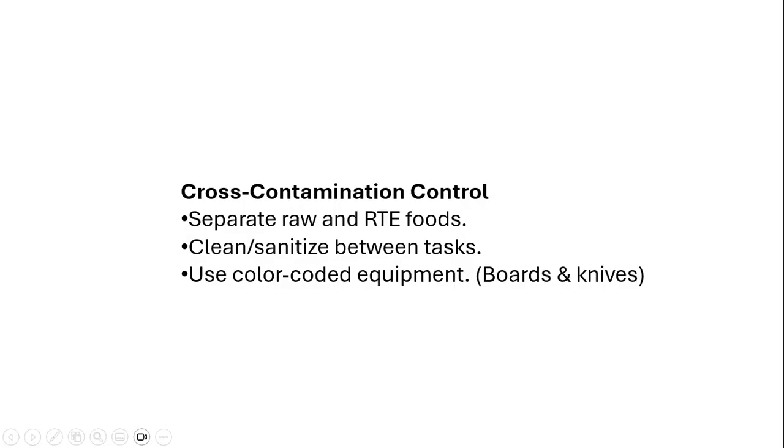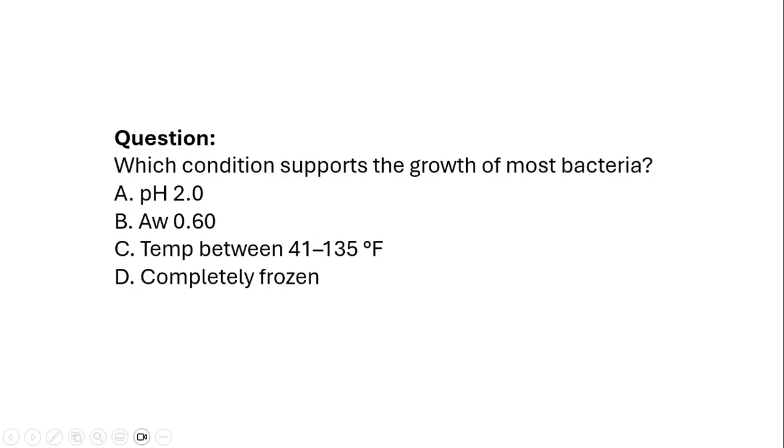So cross-contamination control is key. Separating raw and ready-to-eat foods, cleaning and sanitizing between tasks that we do, and then having color-coded equipment like our cutting boards, knives, so that way we can tell what it was last used for. So hopefully we're always washing, rinsing, sanitizing properly, but that way we're minimizing how much possibility of cross-contamination.